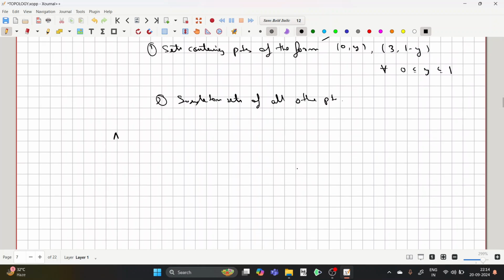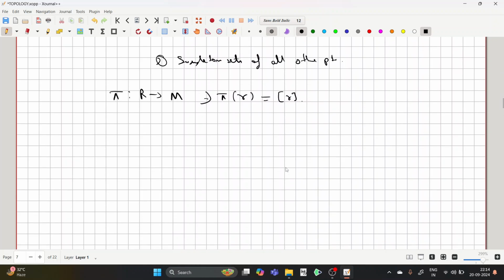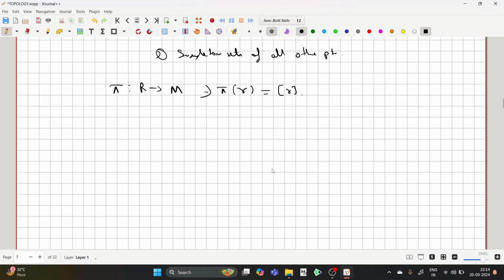Now I have the identification map π from R to M, where M is the notation for the Mobius strip which we have got by identifying R in certain conditions. I send some element r to the subset of the partition which contains r, which is exactly the equivalence class of r. And the way we define the topology on M is that it should be the largest topology such that this π is continuous. Clear?